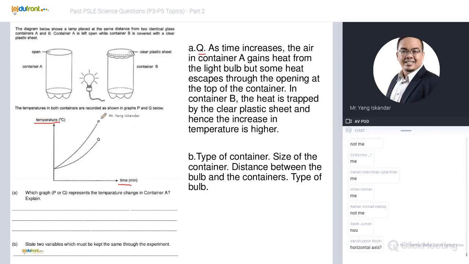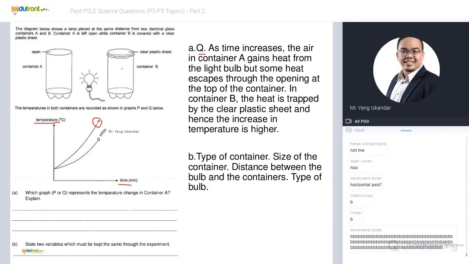However, the air in graph P gains more heat. So which is the one that gains more heat? Which is container B. So container B will gain more heat. So the question is, which graph represents the temperature change in container A? So container A will be Q.